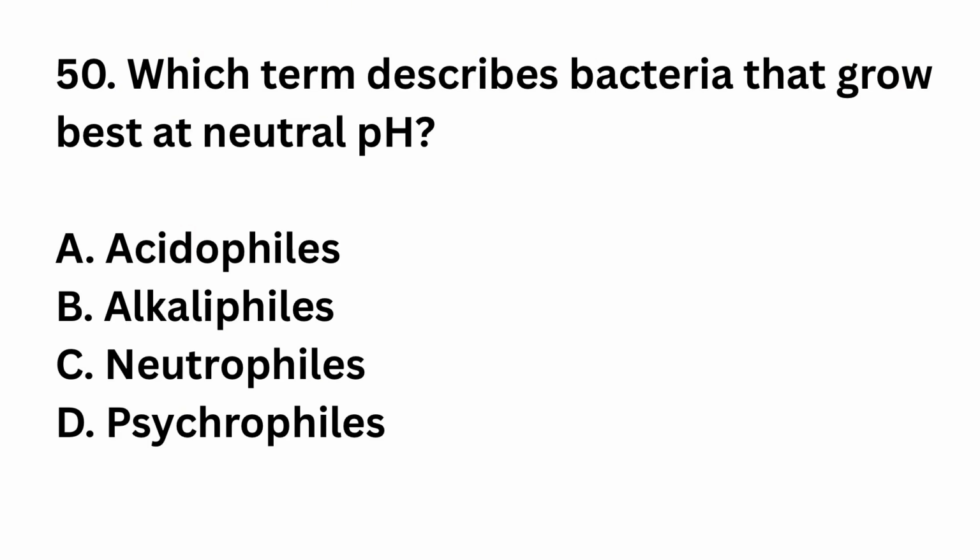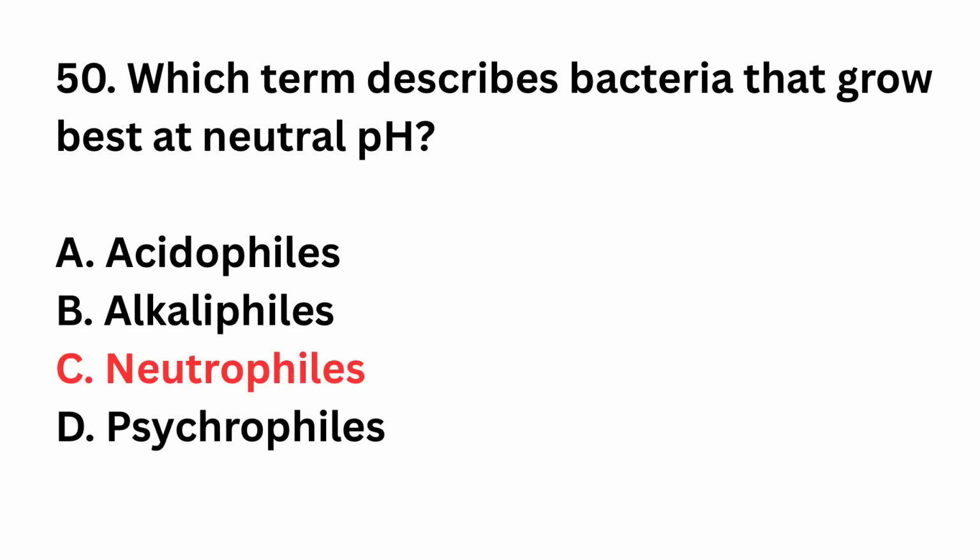Question number 50. Which term describes bacteria that grow best at neutral pH? Acidophiles, alkaliphiles, neutrophiles, psychrophiles. The right answer is option C, neutrophiles. Neutrophiles prefer pH around 7.